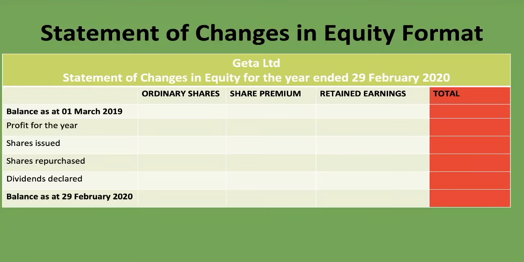And you can see here, we have put the three elements that we have seen in our statement of financial position: the ordinary shares, the share premium, and the retained earnings. And then we will finally have our total. Now let's go back and complete the balances as at the beginning of the period.